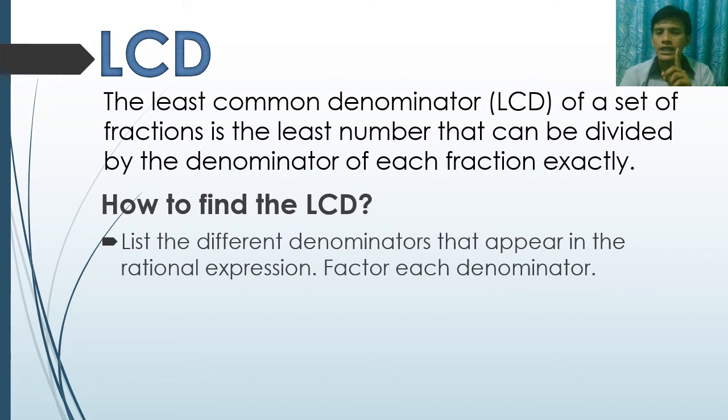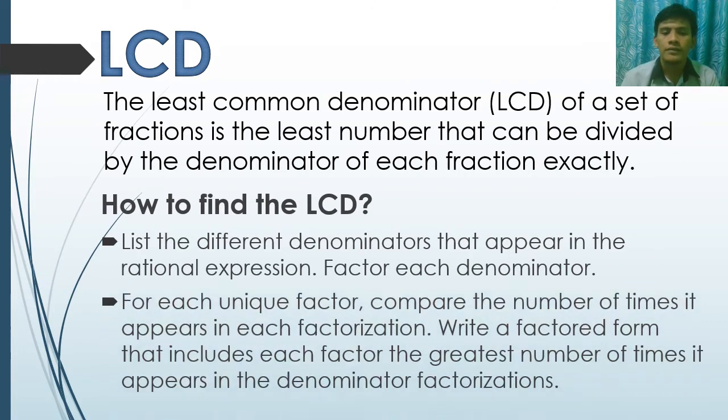First, list the different denominators that appear in the rational expression. Factor each denominator. Next, for each unique factor, compare the number of times it appears in each factorization. Write a factor that includes each factor the greatest number of times it appears in the denominator factorizations.